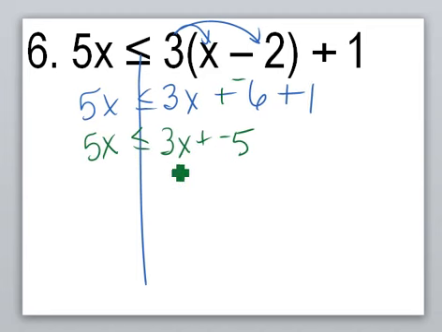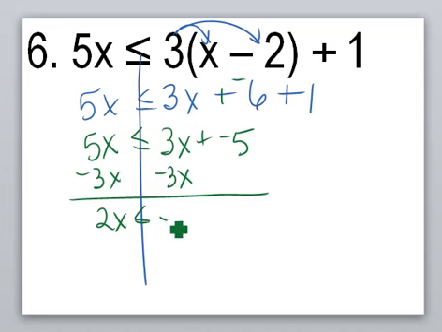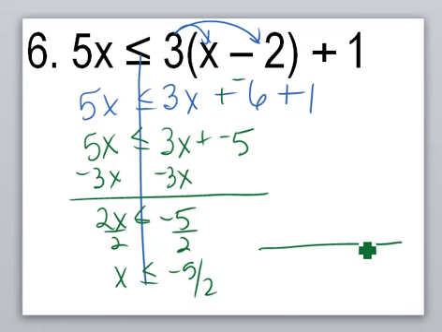I want to move the 3x over because that way I'll have my variables on the left side and my number on the right. I'll divide by a positive 2 on both sides, and I get x is less than or equal to negative 5 halves. On my number line then, I'd have negative 2 and negative 3, and negative 5 halves is between those. It's negative 2 and 1 half. Colored in dot, and I shade to the left.